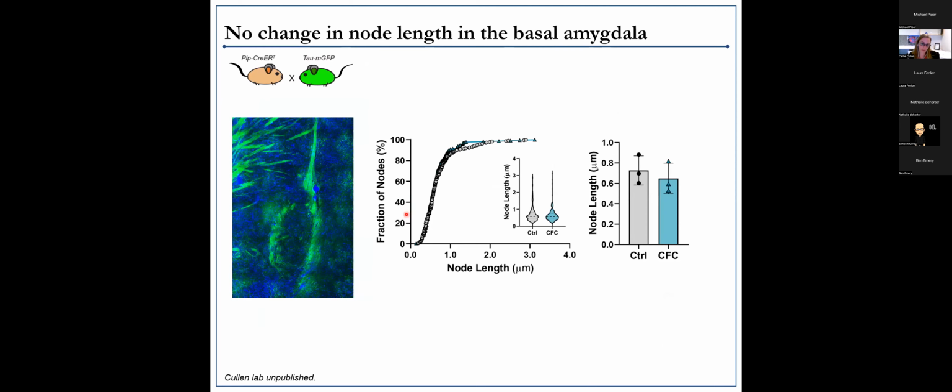We also had a look in the basal amygdala, in the body of the basal amygdala. Sorry, I don't have the nodes, but I thought this was pretty, just to show the green myelin that you can see here. We looked at nodes that were in the body of the amygdala, and we saw no difference in the node length or the average node length in the basal amygdala.